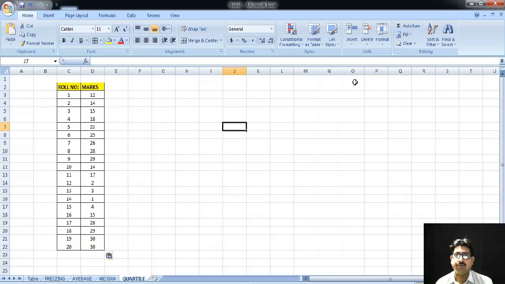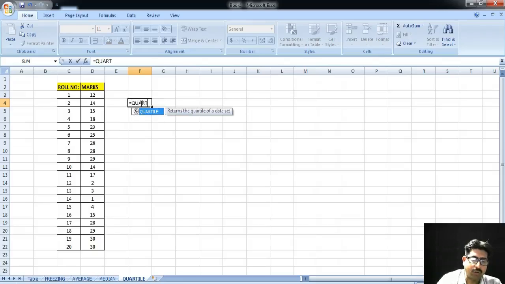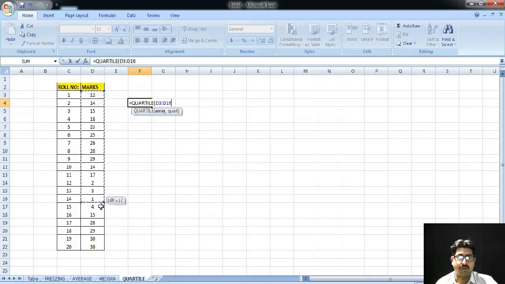Let's find it out. We have got the same data which we used previously, roll number and marks. First we will do it with the inbuilt function, equals QUARTILE, and you will observe that there is an array. What is an array? Array means the data which we are having. Here the data is our marks from 12 to 30. We are selecting it, and then comma, quartile. Then there is a word written QUART.